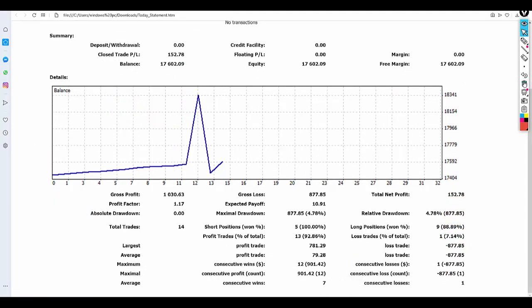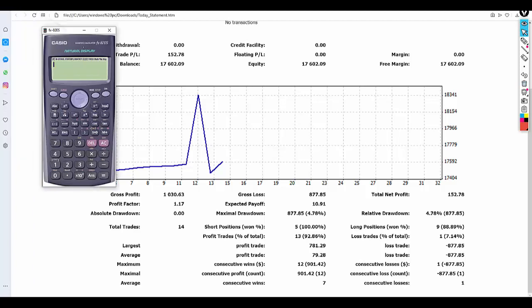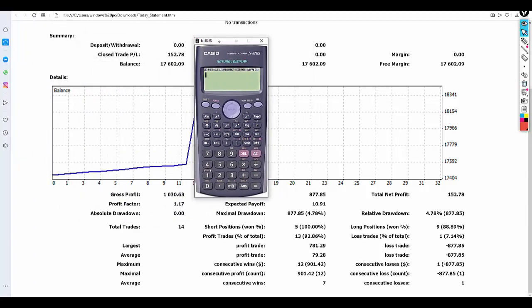We exposed 877.85, which translated to 4.78% to the market, and we made a profit of 152. So what is the percentage of our profit based on what we expose out of our capital? That's what we are going to calculate. So this is our capital, this is what we exposed.